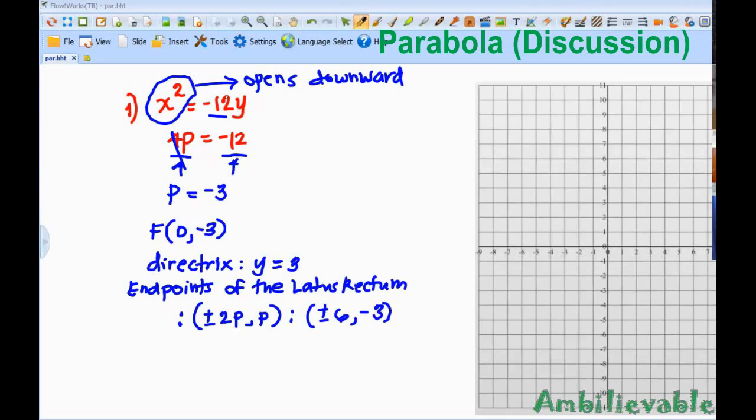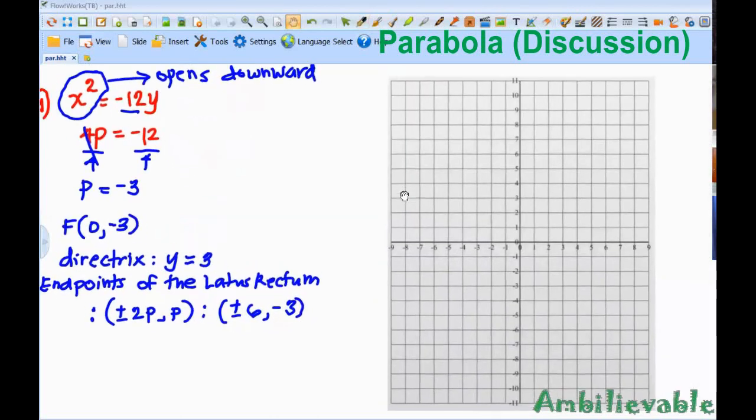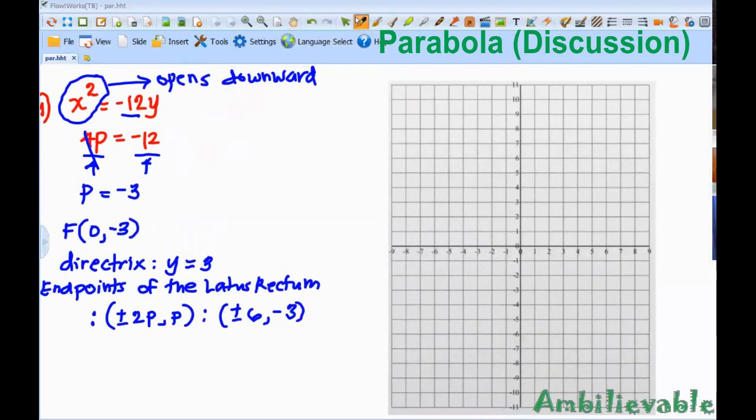All right, so let's graph now our given parabola. We have 0, negative 3 here. We have also 6 and negative 3, and negative 6 and negative 3, and our center, our origin. So we can graph now our parabola.